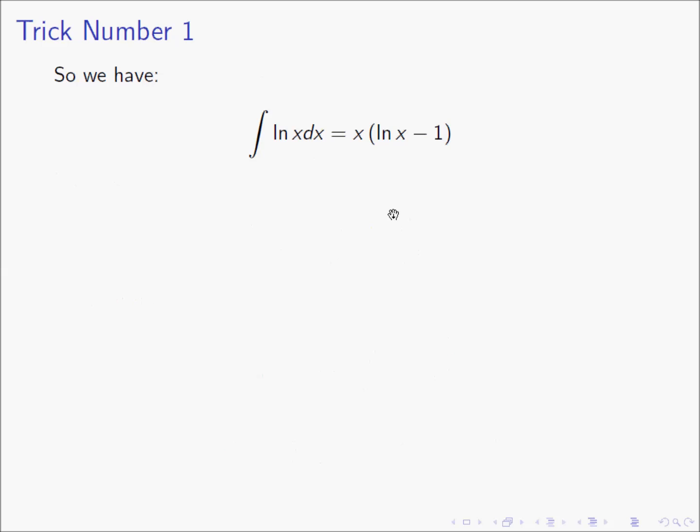So this is the final answer, and this is a nice trick to know. It is very useful to know that you can apply integration by parts even when you have only one function, using the trick of multiplying by 1 and then applying the formula.